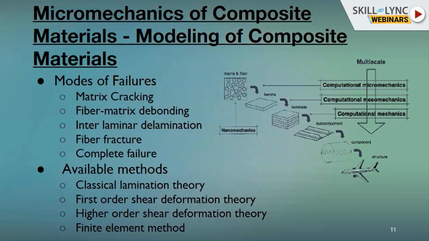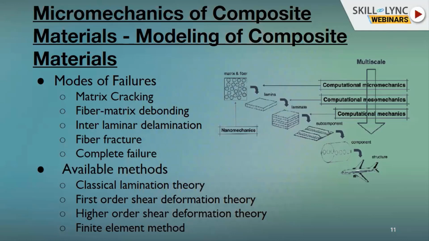So coming to the various modes of failures in composites, the very basic or fundamental mode we can identify is matrix cracking. The very basic of a composite is made up of matrix. So once the matrix starts cracking under the given loading, it will initiate various other modes of damage. So the first mode of failure is generally matrix cracking.